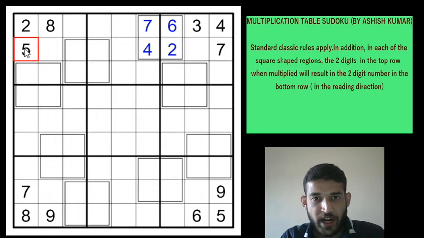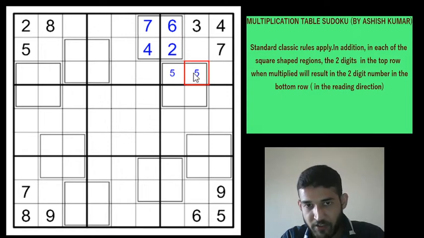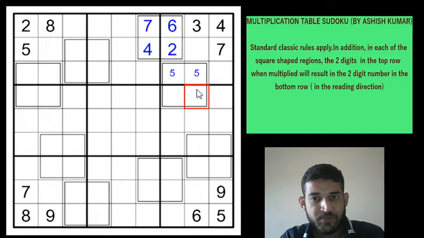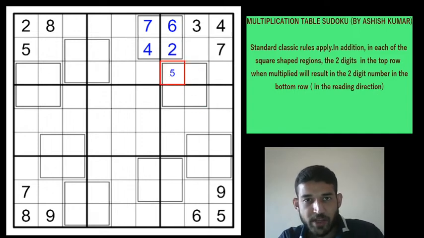Now, you can't have 5 in row 2 in box 3, and also you can't have 5 in column 9 in box 3. That means 5 should be in one of these two cells. So the moment you mark 5 in one of these two cells, can you have 5 in row 3 column 8? No, because when you have a 5 as the second digit of the top row, it means you also need to have a 5 here in the unit digit, right? So you can't have a 5 here, so this will be a 5.